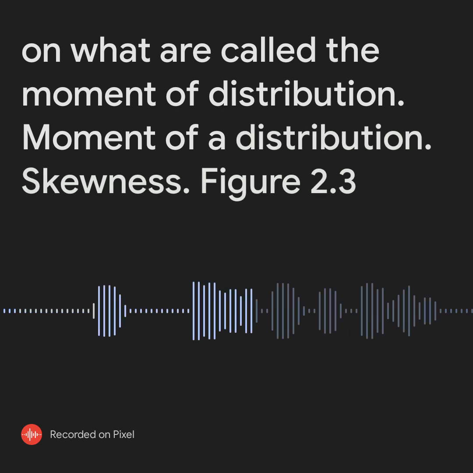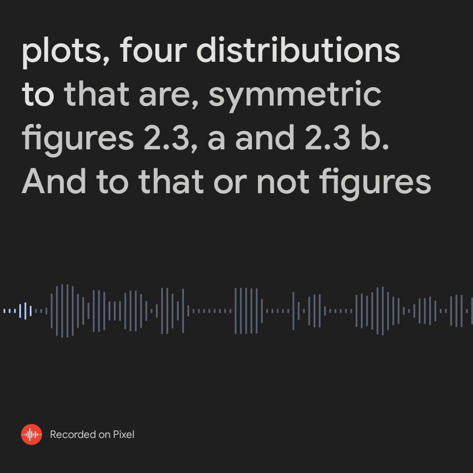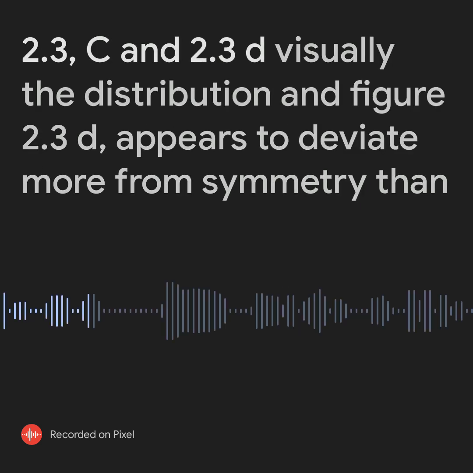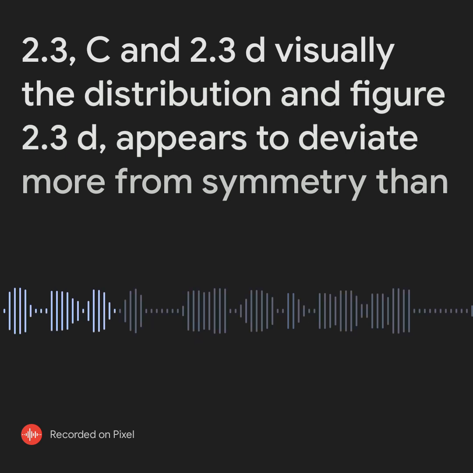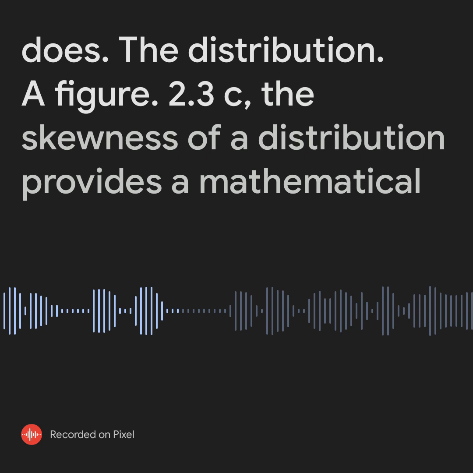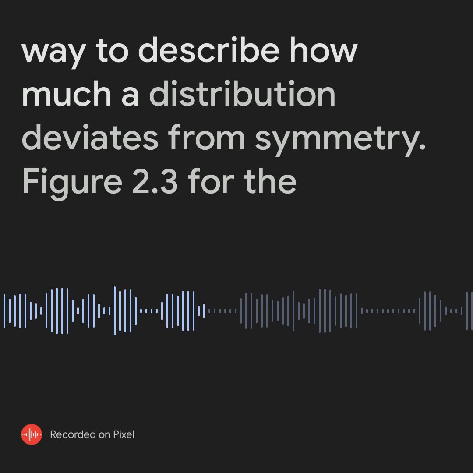Skewness. Figure 2.3 plots four distributions, two that are symmetric, figures 2.3a and 2.3b, and two that are not, figures 2.3c and 2.3d. Visually, the distribution in figure 2.3d appears to deviate more from symmetry than does the distribution in figure 2.3c. The skewness of a distribution provides a mathematical way to describe how much a distribution deviates from symmetry.